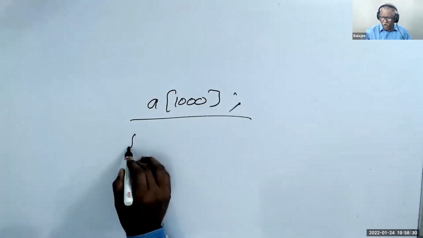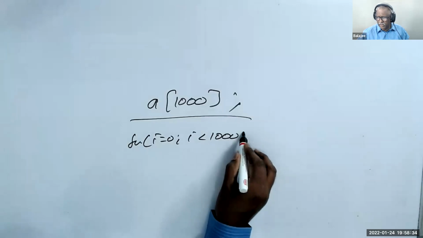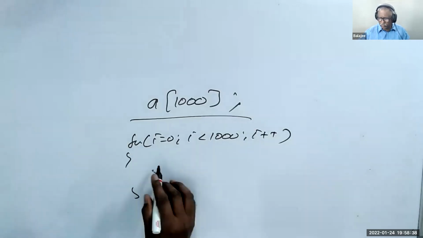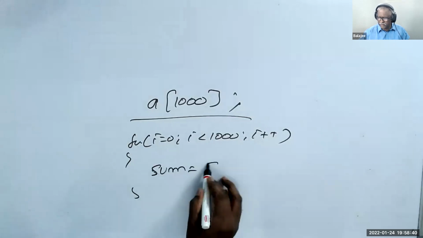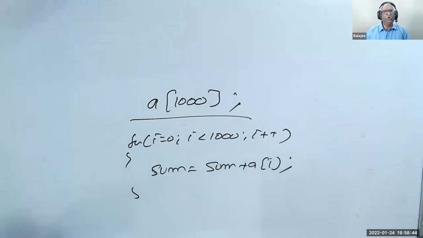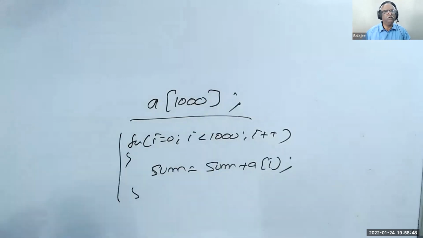You do for i is equal to 0, i less than 1,000, i plus plus, sum is equal to sum plus a of i. See, you are adding 1,000 elements in a small program. It's a big task for you, but it's a very, very small task for the computer. That's why I say that arrays are nothing different from programming.